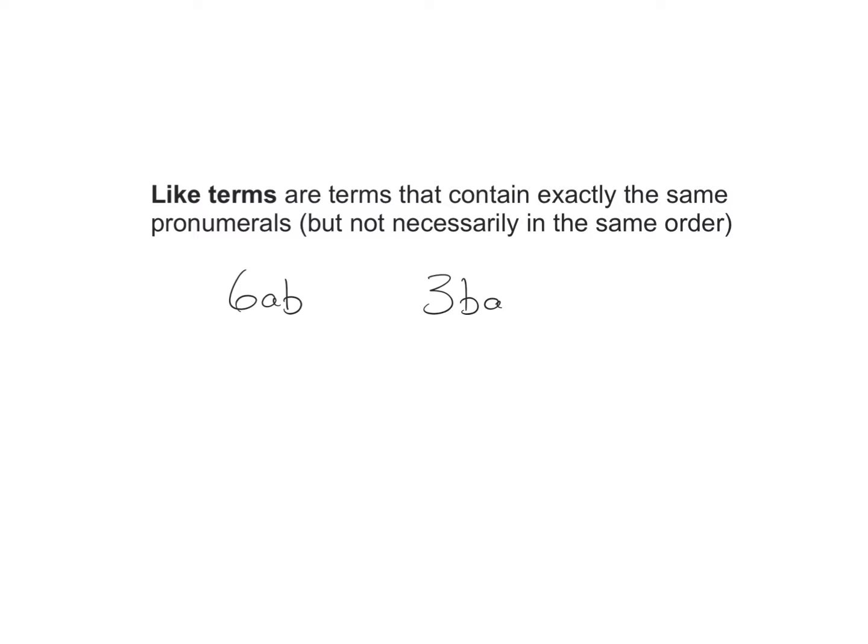This over here is not a like term. If we have 6AB and we have 3BC, as you can see, we've got an AB there, but we've got a BC there. Therefore, this is not a like term.